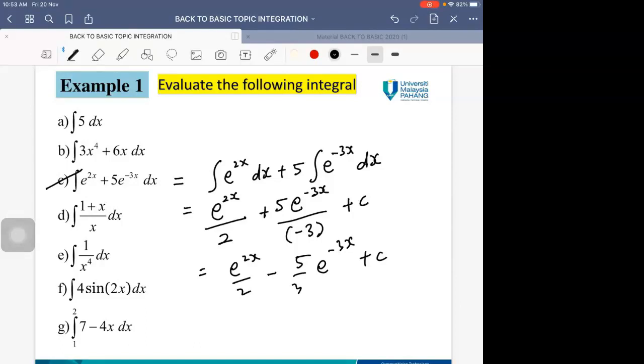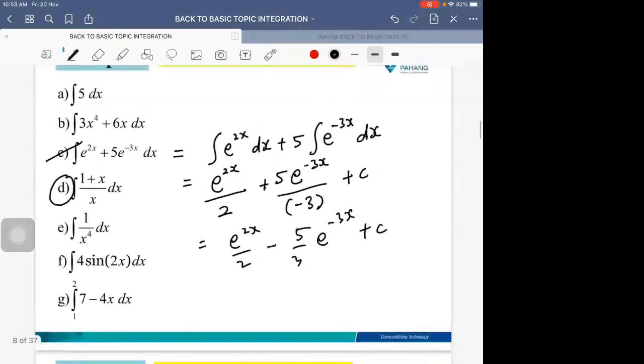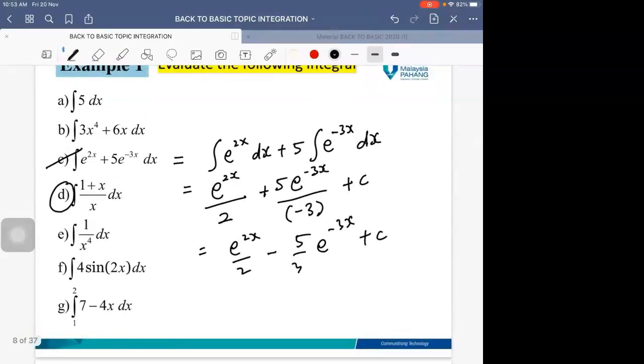The last one before we proceed. D. Can you try D? How to integrate D? Can you simplify the function first? Can you simplify or not? Can. So how? We divide by x for both terms of the numerator. Usually, there is a mistake.